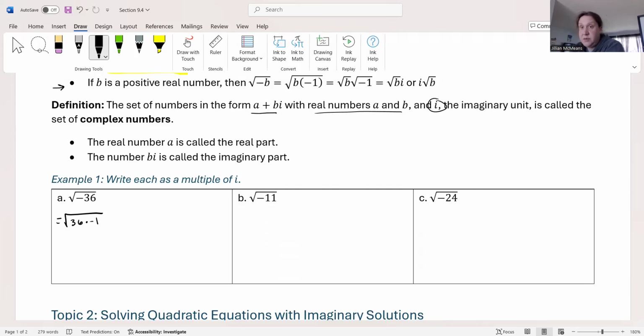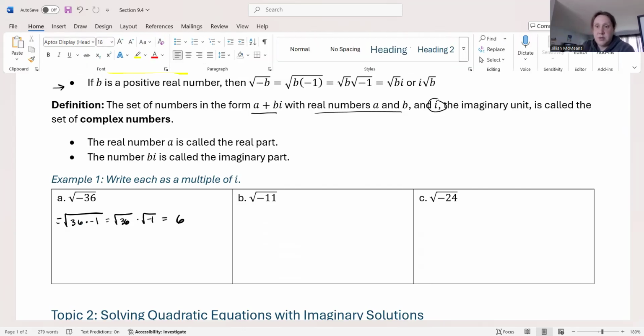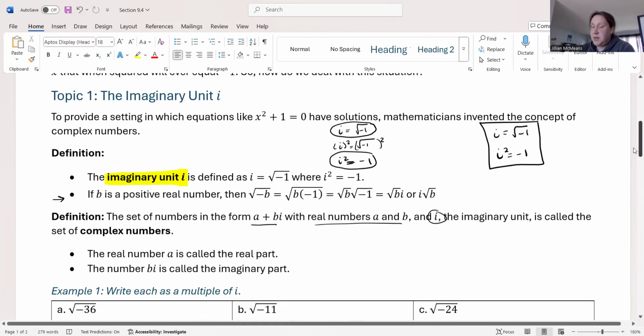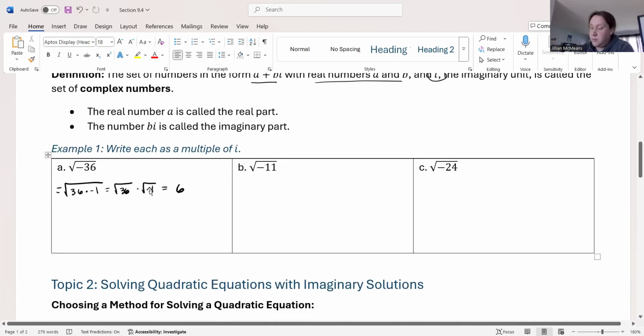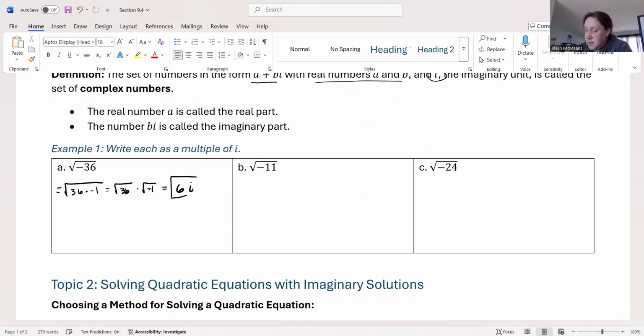And then we have this thing called the product rule for radicals. We talked about this in a previous chapter, where if you have a product under a radical, you can write it as the product of separate radicals. So we could rewrite this as the square root of 36 times the square root of -1. That's no big deal. The square root of 36 is easy at this point. We know that's just 6. And then we were told right up here that the square root of -1 is i. So we're going to come down here and replace our square root of -1 with i. And that's it. So the square root of -36 is just 6i.